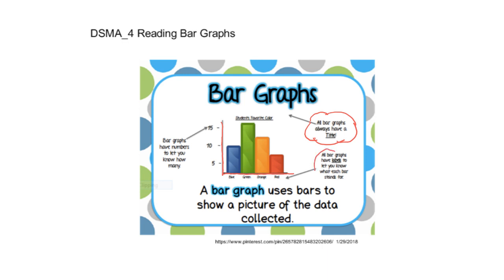These should have labels on them. You want to know, what is it measuring? What is it describing? Sometimes you have numbers on the vertical rise, and then on the horizontal, you may have some type of description of what it is you're measuring. It says on here, a bar graph uses bars to show a picture of the data collected. So not only will you be looking at bar graphs, you want to make sure when you look at a bar graph that it makes sense.